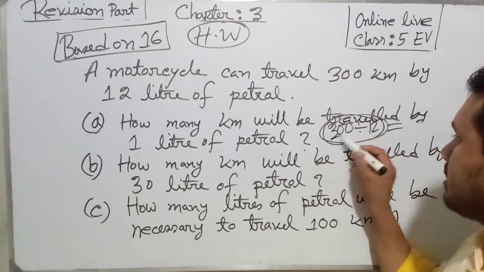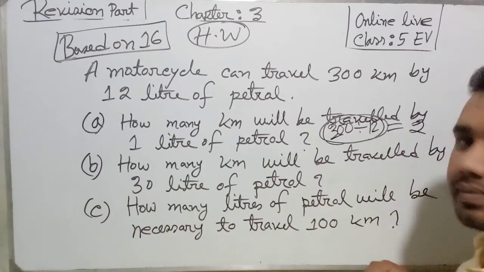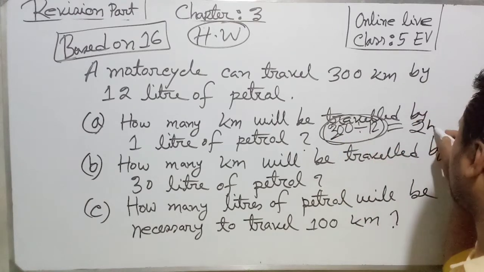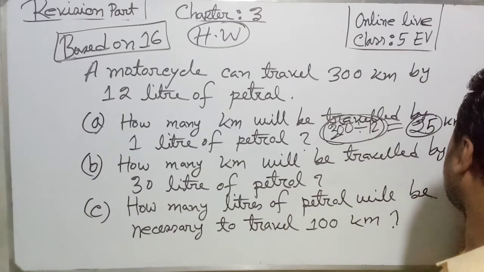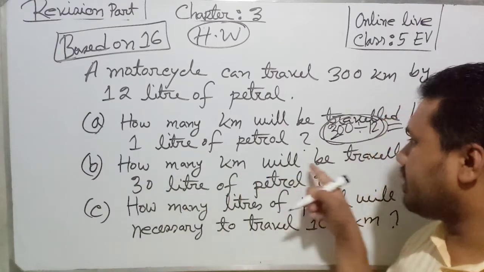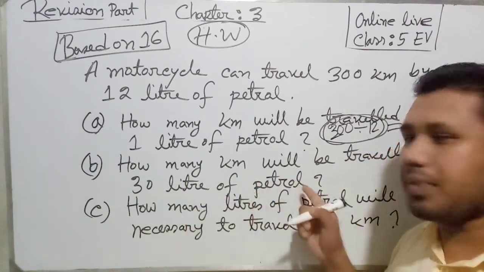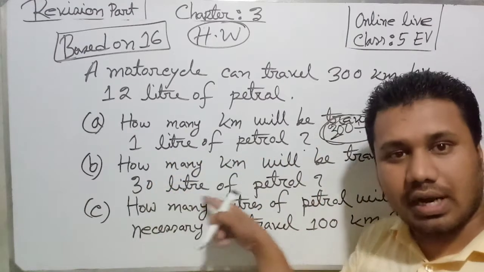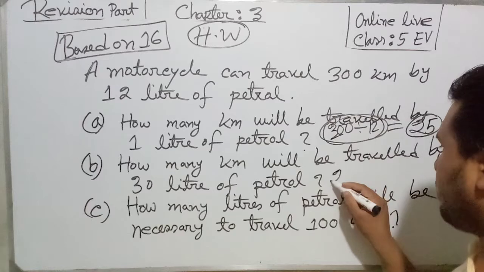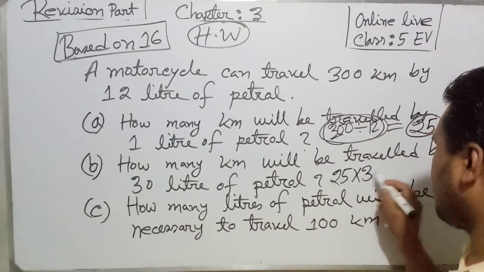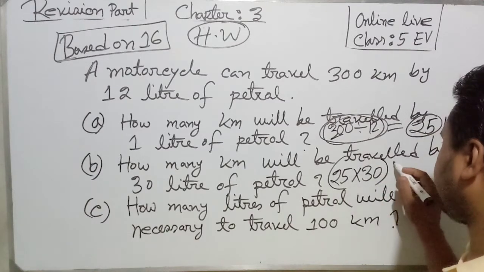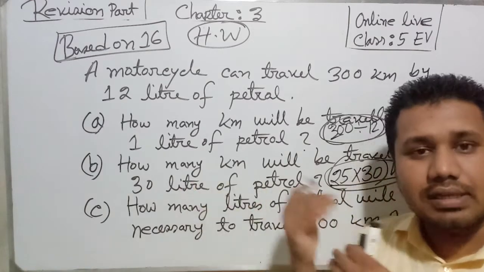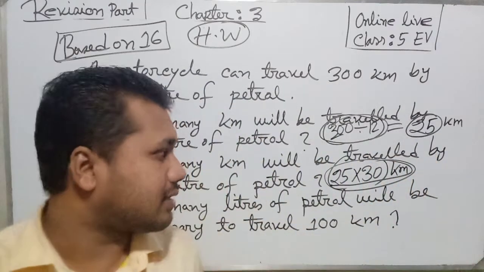Look, 12 goes 2 times and the remaining will be 6, so 25 times. So it is 25 kilometer. Now look, how many kilometer will be traveled by 30 liter of petrol? From A we get 1 liter gives 25 kilometers. So 30 liter will be more. So we can write 25 into 30 kilometer. So this will be our answer. But you have to write it as a sentence. Clear? Good process. You have to write it as a sentence.